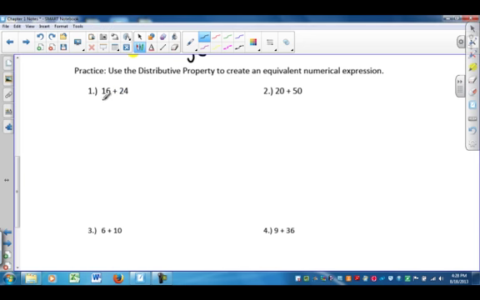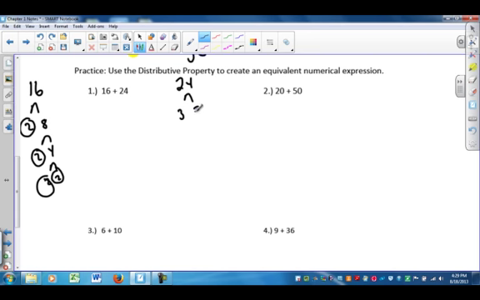Okay, 16 and 24. Step 1 is to find the GCF. So 16 would be 2 and 8, 2 and 4, 2 and 2. And after a while, you're going to start memorizing these prime factorizations, trust me. 24 is 3 and 8.